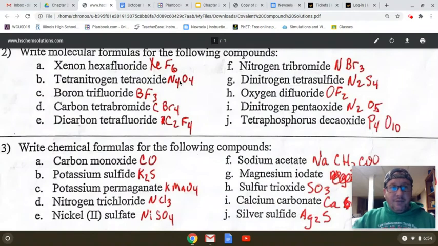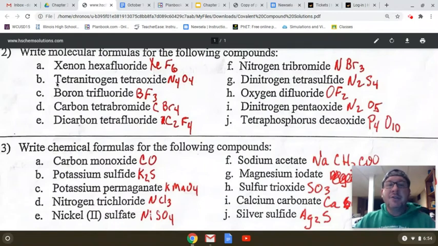So for A, you have xenon hexafluoride. So there's no prefix on xenon, so that just means it's 1, so it's Xe. And hexa, remember hexa has the letter X in there, so it means 6. So you have F with a subscript of 6. XeF6.